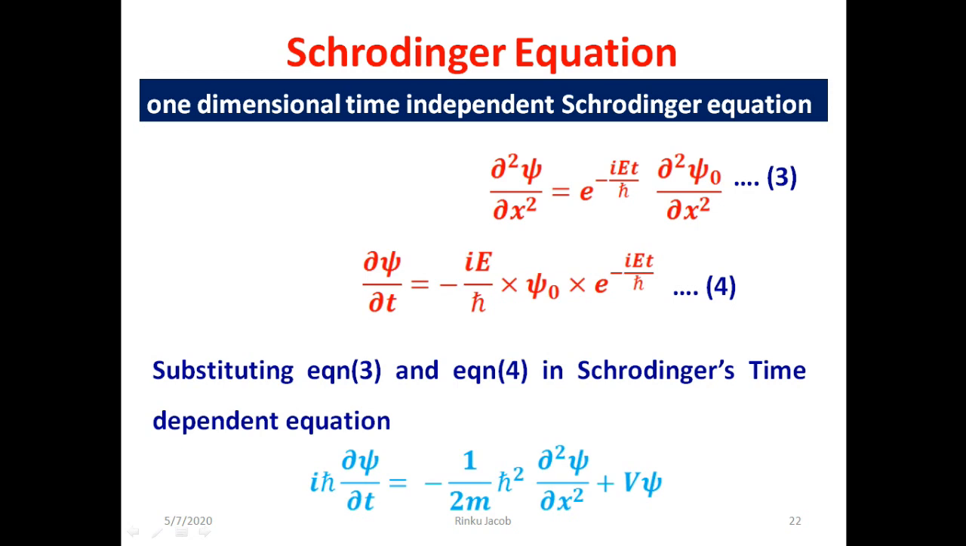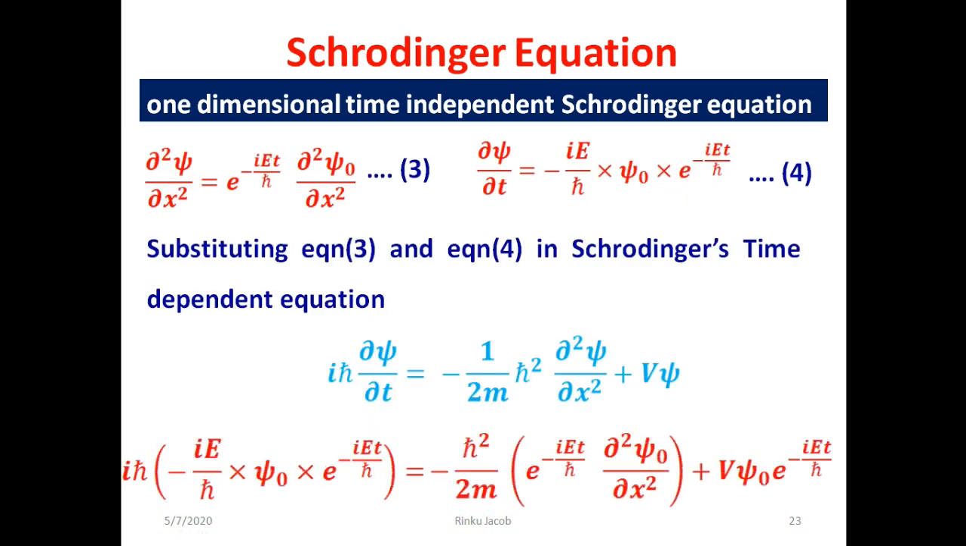Now using these values in the time dependent Schrodinger equation, which is given by iħ ∂ψ/∂t equal to minus ħ²/2m ∂²ψ/∂x² plus Vψ, we get iħ into minus iE/ħ into ψ0 into exponential raised to minus iEt/ħ equal to minus ħ²/2m into exponential minus iEt/ħ into ∂²ψ0/∂x² plus Vψ0 into exponential minus iEt/ħ.